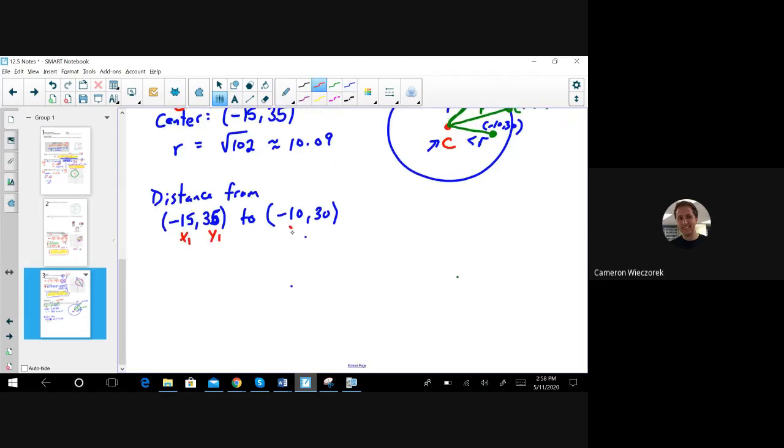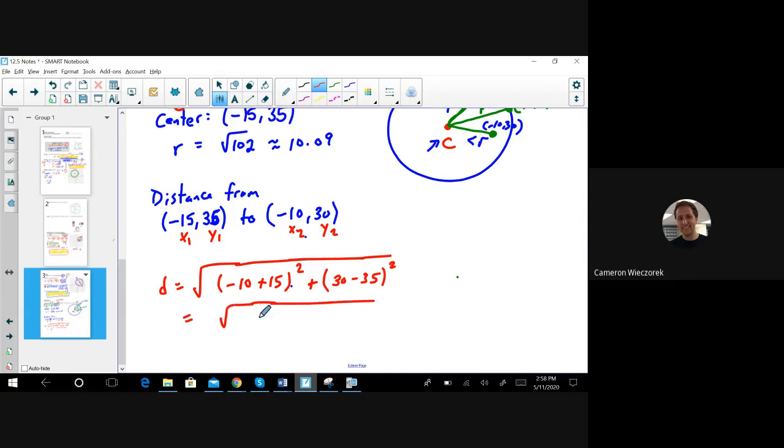x1, y1, x2, y2. I'm going to get x2 minus x1 squared will be -10 minus -15 will be +5 squared. Plus y2 minus y1 squared is 30 minus 35 squared. So I get 5 squared plus -5 squared. 25 plus 25 would be the square root of 50. And the square root of 50 is about 7.07.